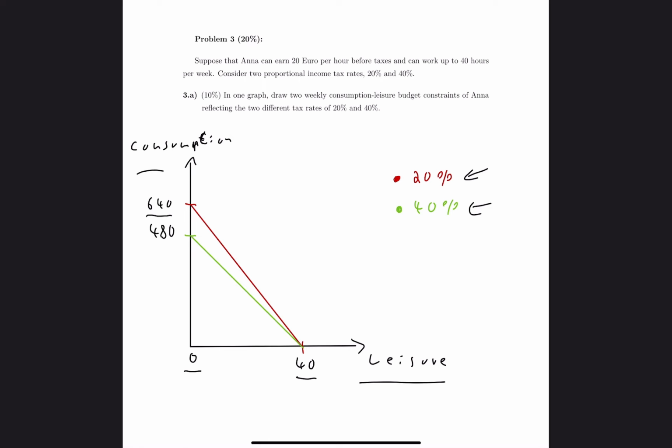Doing the same thing with the 40% tax rate: if you have 800 euros of gross income, multiplying this with 0.6, which gives you your net income, you end up with 480 units of consumption. And then if you connect the two points here and here, you end up with the two weekly consumption leisure budget constraints of Anna.